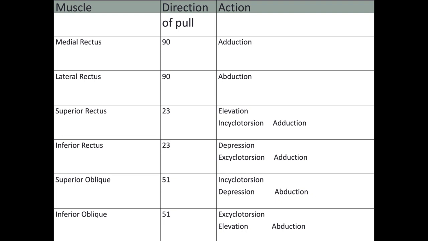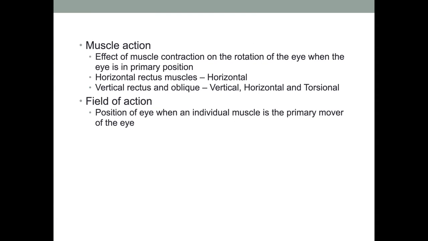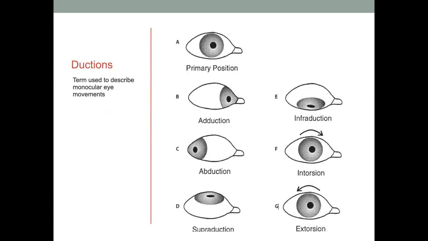So let's go over this. We can talk about the action of the muscle, which is the effect of the muscle contraction on the rotation of the eye when the eye is in primary position. The horizontal rectus muscles will move the eyes horizontally, and the vertical recti and the obliques have vertical, horizontal, and torsional movements. The field of action of the muscles is the position of the eye when an individual muscle is the primary mover of the eye. What do I mean by this?